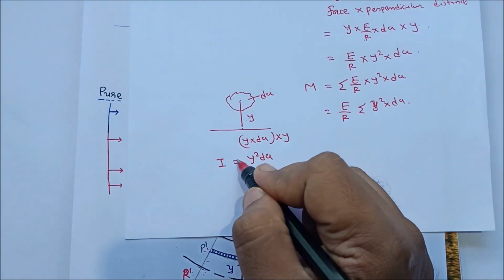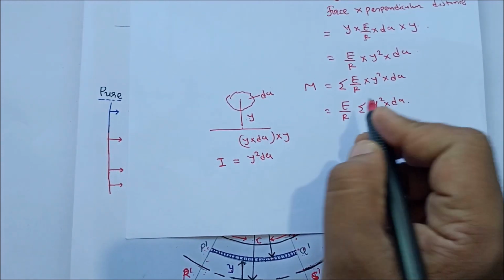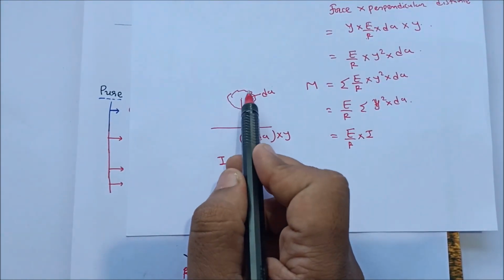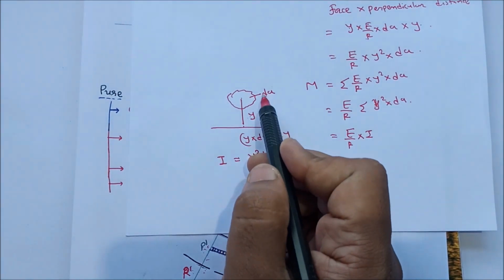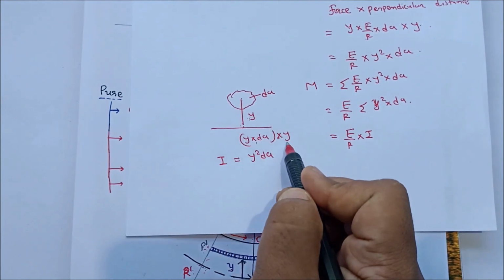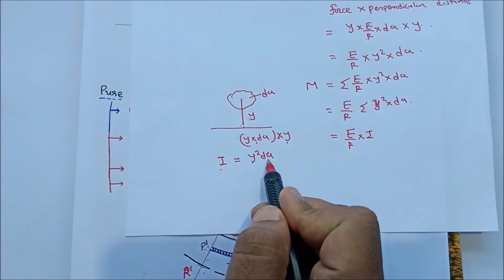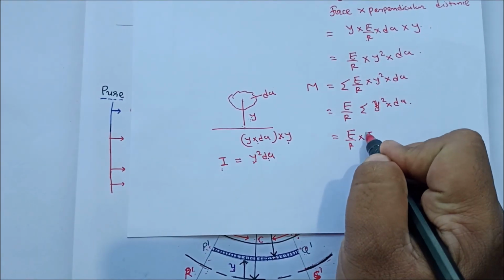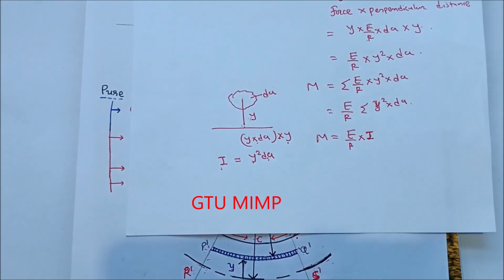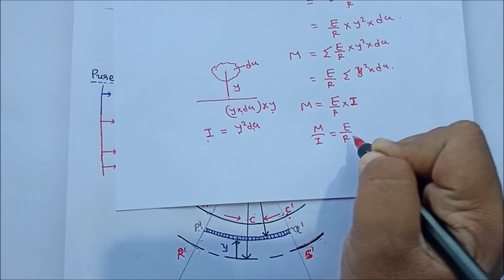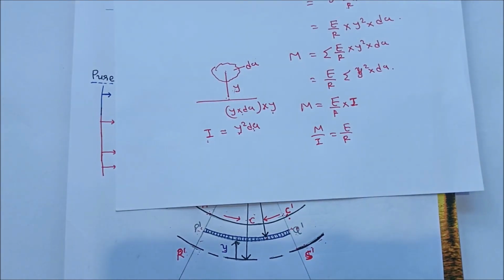So here we put the value of moment of inertia. Instead of y square multiplied by dA, we can write moment of inertia, because moment of inertia is the second moment of area. The first time we take the moment, dA multiplied by y, and the second time we multiply by the perpendicular distance y. So moment of inertia is equal to y square dA. So M is equal to capital E by R into I. We rewrite this equation as M by I is equal to E by R. That is equation number 4.